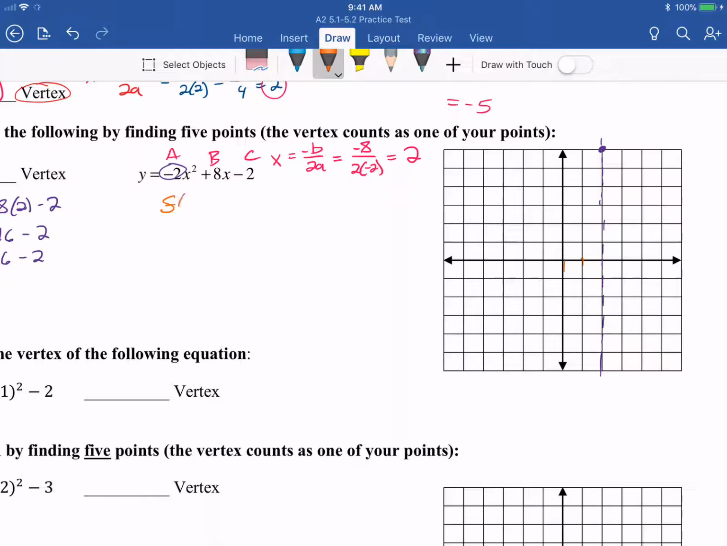Now f of 1 is going to be -2 times 1 squared plus 8 times 1 minus 2. This is going to be -2 plus 8 minus 2, which is going to be 4. So -2 plus 8 is 6, minus 2 is 4. So this is (1, 4), so that's over 1, up 4. 1, 2, 3, 4. There's my dot, and I know a point that's exactly symmetric is over there.